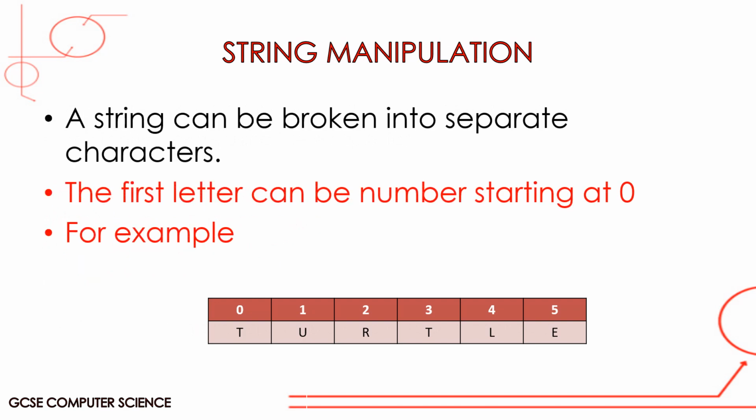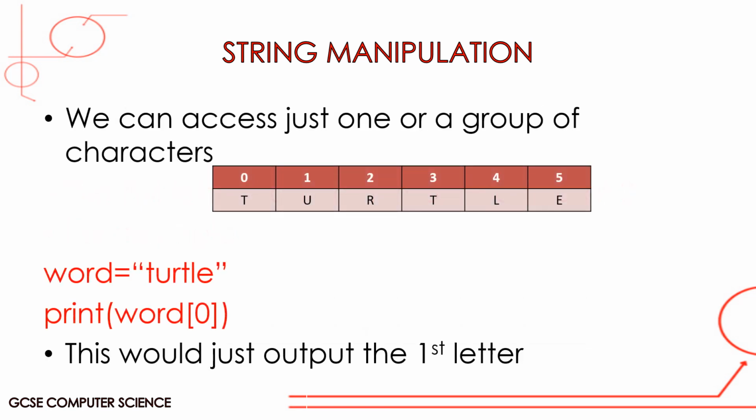It helps to think of a string similar to a list or an array in that every value inside has its own index. So this particular string, turtle, has been broken down where the first letter starts at 0. That means we can access individual letters from a string. For example, we could just get the first letter by saying print word and then the 0.